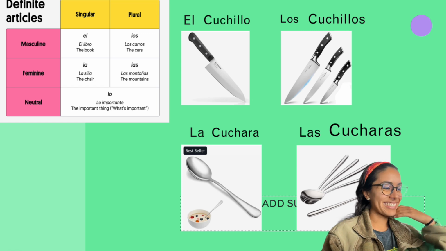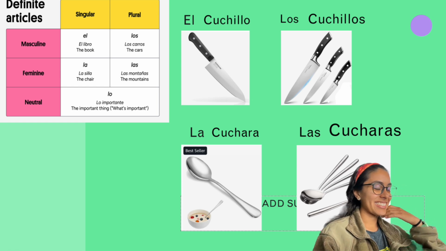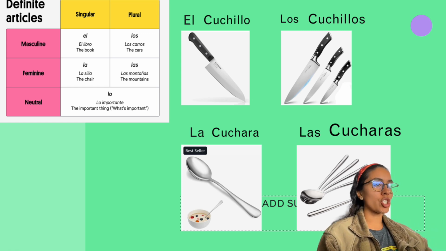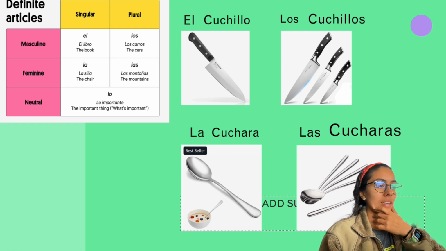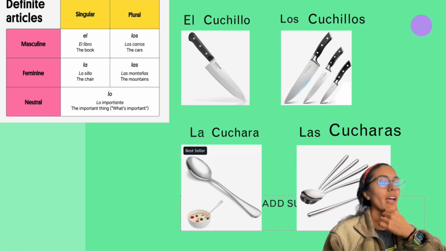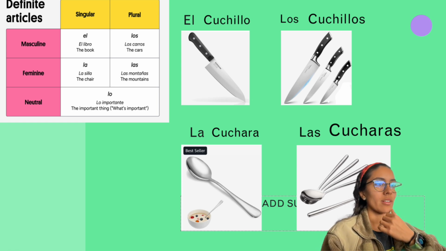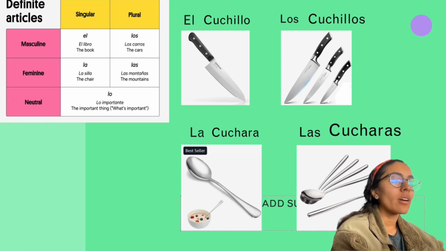El cuchillo, los cuchillos. Okay, remember the j sound of the double L? Cuchillo. There is no L. It's a Y or a sh. Try as if it was a Y. Cuchillos. El cuchillo, los cuchillos. Yeah. Los cuchillos.